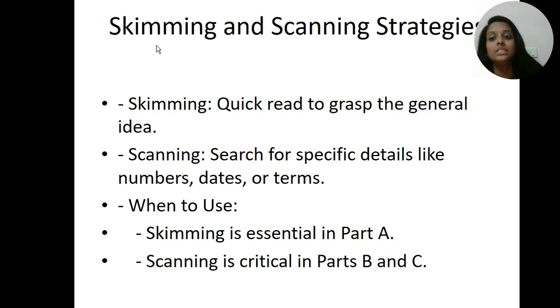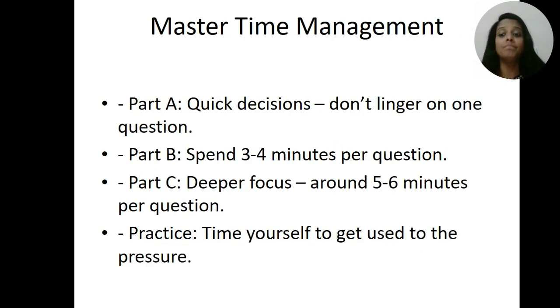And the next one is time management. When we are talking about time management, you have got to manage your time effectively in the OET reading section. For example, don't spend too long on one question.